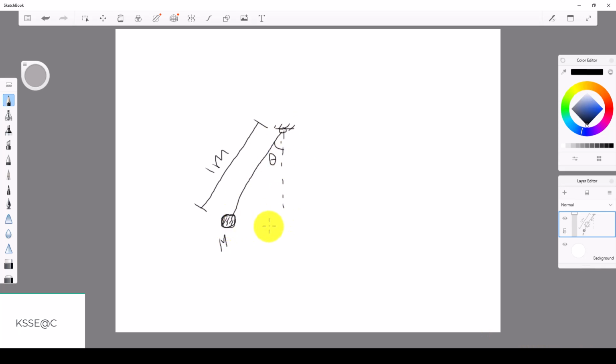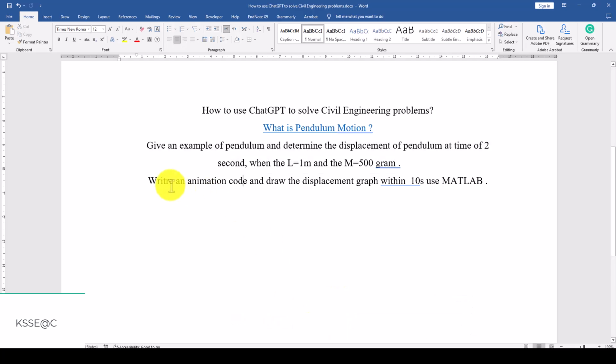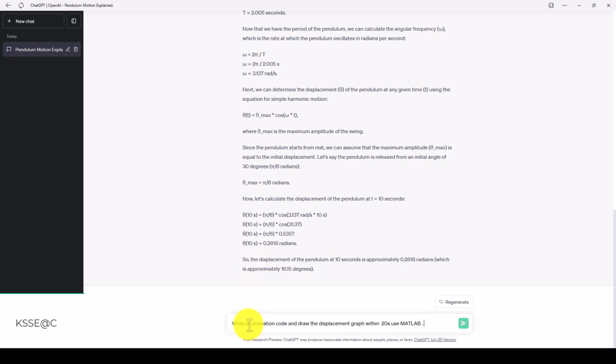Now we're going to ask ChatGPT to write an animation code and draw the displacement graph within at least 20 seconds. Use MATLAB. If you have a MATLAB program, ChatGPT can provide you a simple code to draw the animation and also draw the displacement graph. So we're going to ask it to write the animation. Sure.